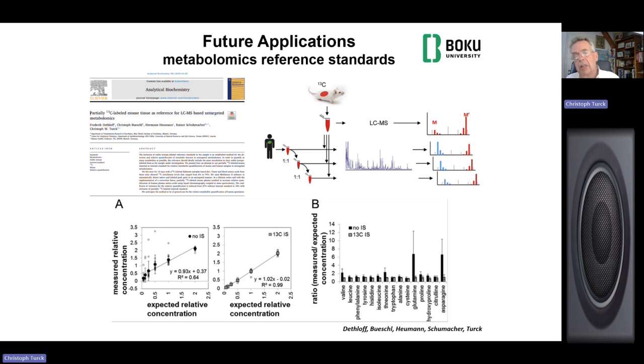This is something we at Silantes are thinking about expanding upon. It is a collaboration with Rainer Schumacher's lab at the Boku University in Austria. We're now following up on this approach because you have so many labeled reference compounds in the mouse that this could maybe be a very universal standard for many metabolites in these samples.